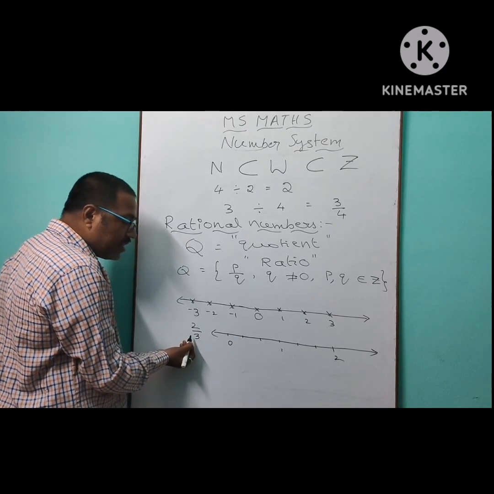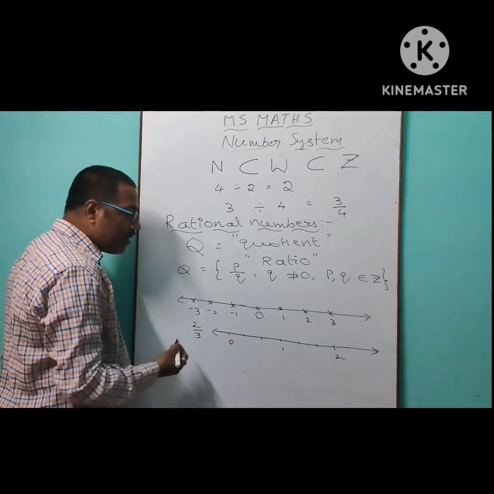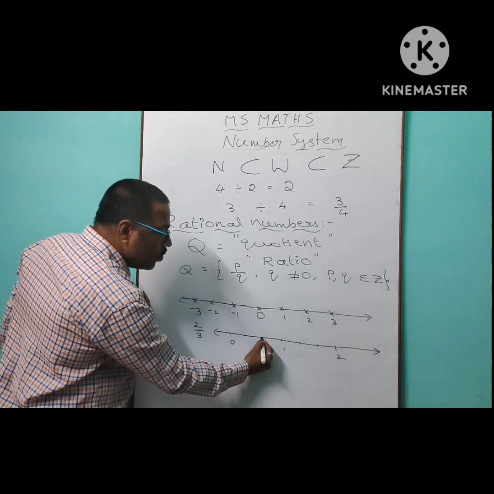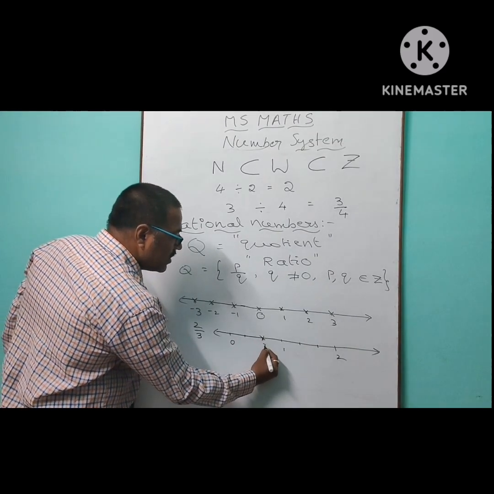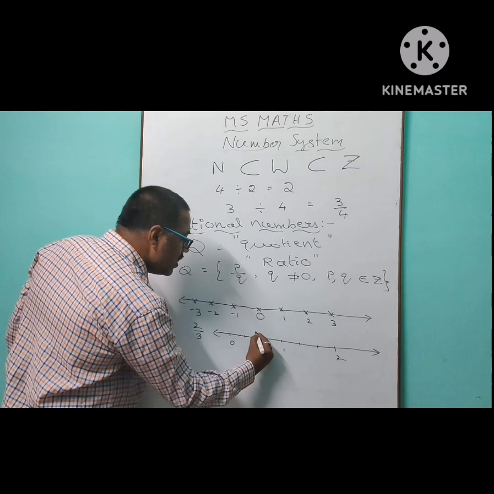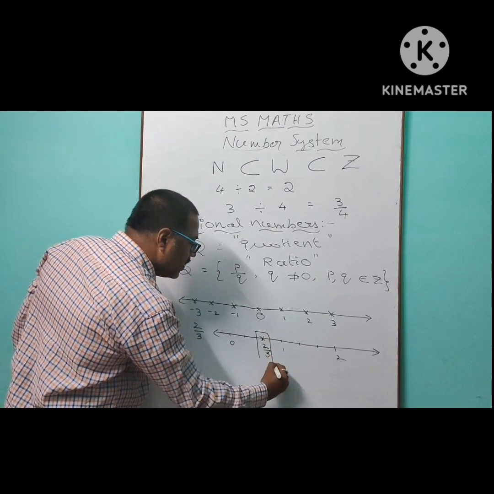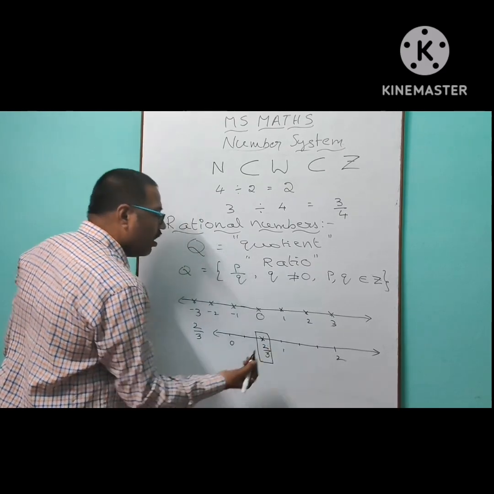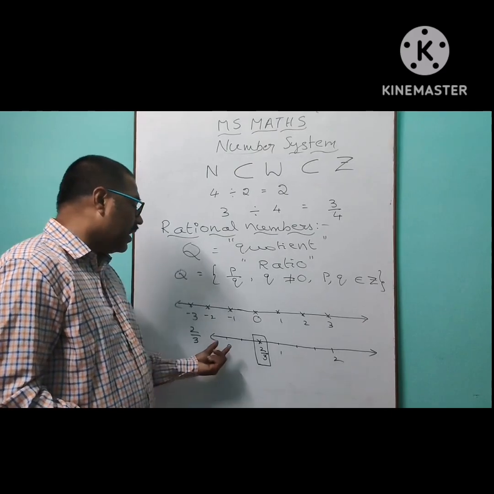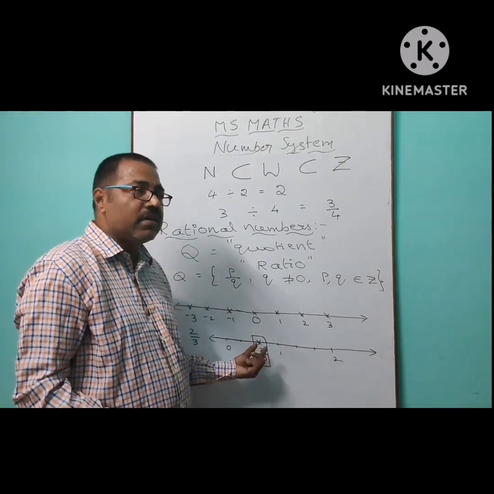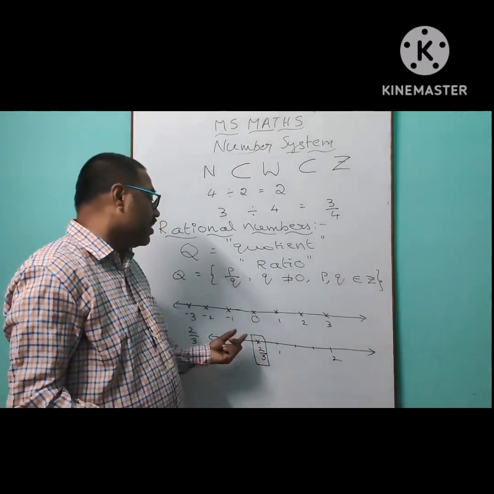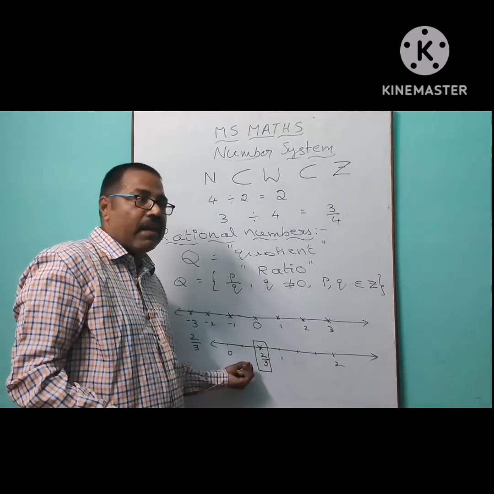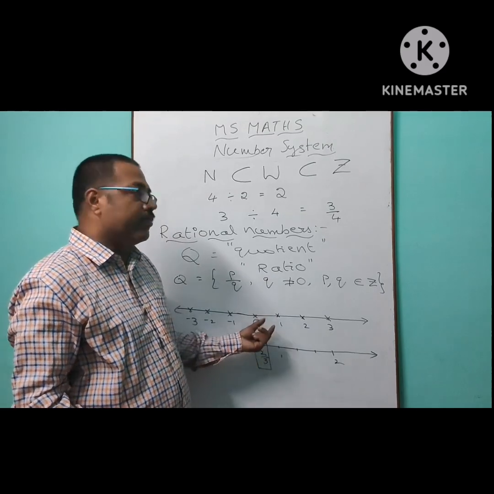Now I want to represent this 2 by 3 on this number line. So this is 1 by 3 and this one is 2 by 3. So it represents 2 by 3 on the number line. So like this we represent this rational number on the number line. So like this we can represent so many rational numbers on the number line. So between any two integers there exist infinite number of rational numbers.